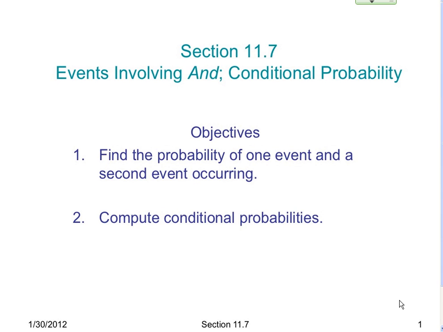This is section 11.7. We're going to do a little bit more about probability. We're going to do "and" probability, and we're also going to talk about conditional probability.